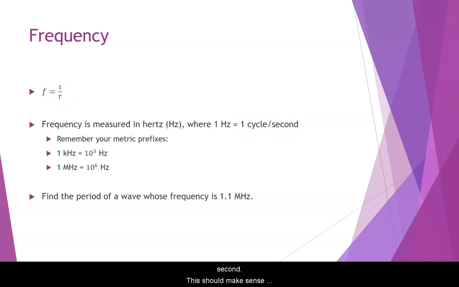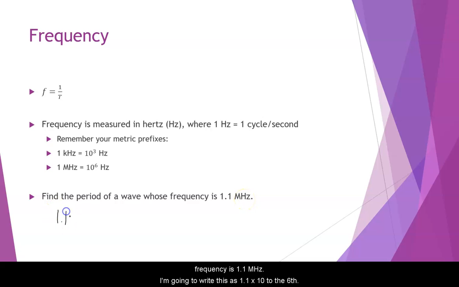This should make sense because period is measured in time, so in seconds, so frequency is measured 1 divided by seconds. Remember your metric prefixes. If we're talking about kilohertz, that's the same thing as 1,000 hertz, and 1 megahertz is the same thing as 1 million hertz. Let's find the period, so find T, of a wave whose frequency is 1.1 megahertz.